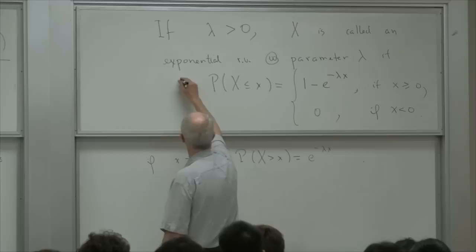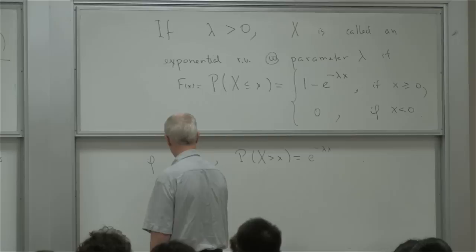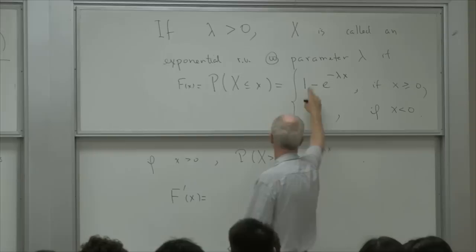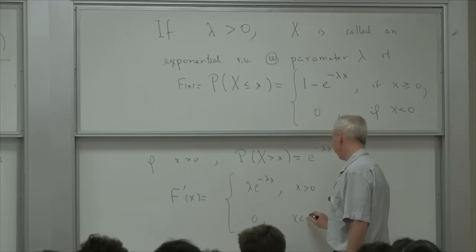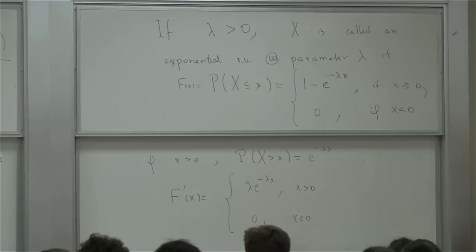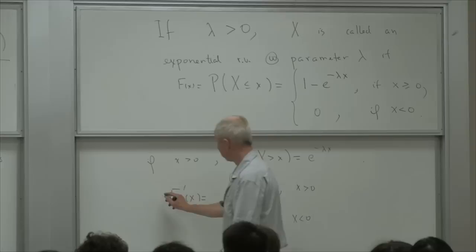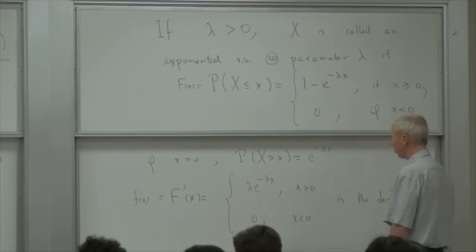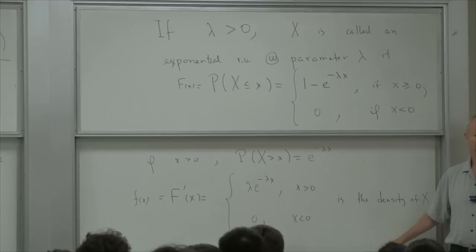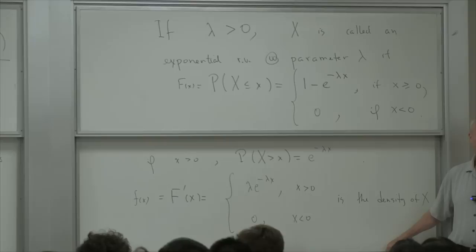Now, sometimes these functions are differentiable. In this case, it is. What's the derivative of this function? It would be lambda e to the minus lambda x for x positive and 0 for x negative. And at 0, it's not differentiable. But we usually give the notation little f, and that's called the density. And what's the relation between a function and its derivative as given by the integral calculus? Do you remember the fundamental theorem of calculus? If you integrate the derivative of a function, what do you get? You get the function back again, right?